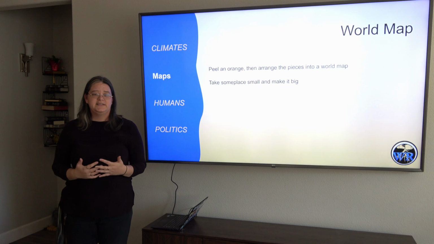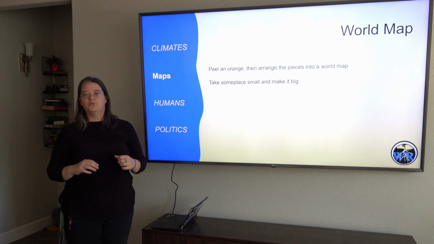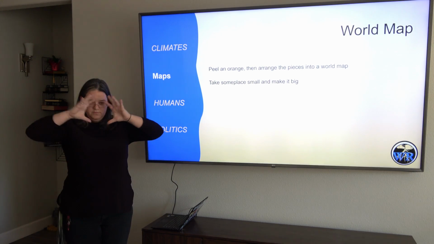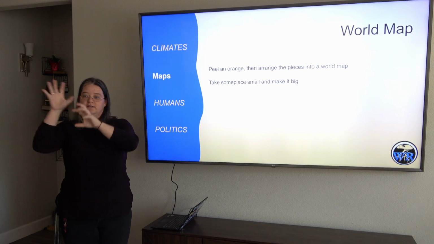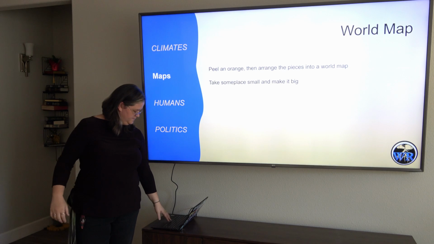Another way to do it is to take someplace small and make it really, really big. Zoom into a random collection of islands in the South Pacific somewhere, and then make it really, really big. You've got interesting, natural-looking collections of land.